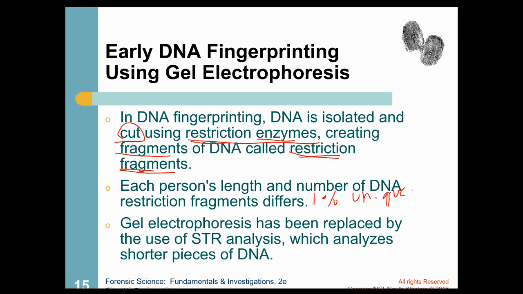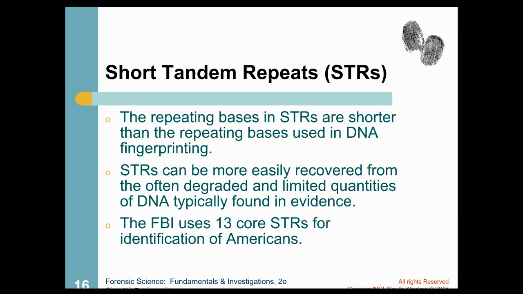So then the gel electrophoresis, big complicated word, was what was used to separate these fragments by size and charge, because the DNA has a negative charge. So now DNA technology has advanced, so we no longer use gel electrophoresis. We use something that's called STR analysis, which is going to analyze shorter and smaller pieces of DNA. The repeating bases in these STRs, which stands for short tandem repeats, are more easily recovered from often degraded and limited quantities of DNA.